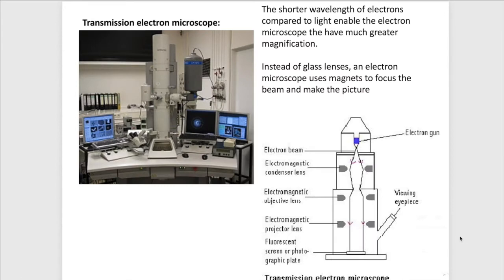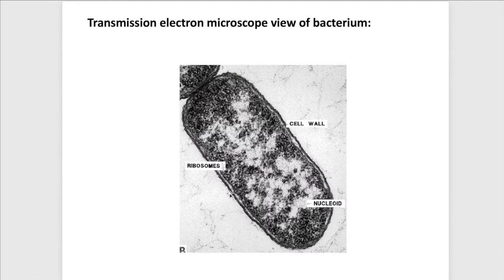Now, the next kind of electron microscope is not the scanner, but something called the transmission electron microscope. Now I'm using a much higher powered beam. I'm still using magnets to focus the beam, and now I can get much higher magnification. When I get the higher magnification, this is what bacteria look like.